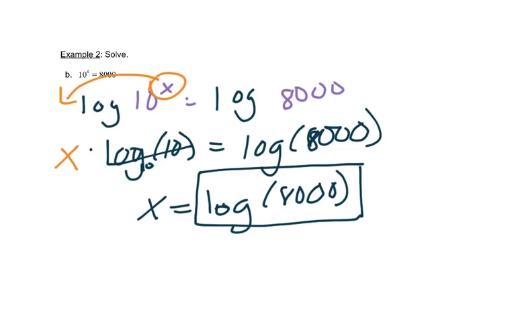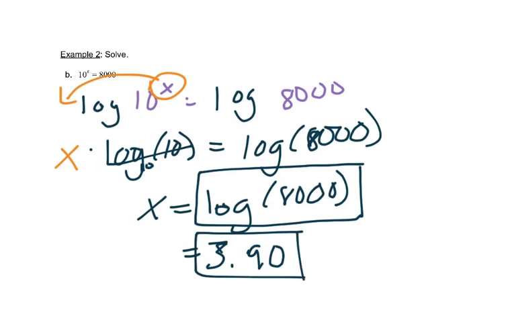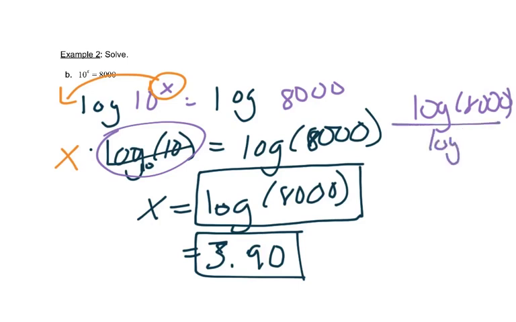And you can type that into your calculator to get the approximate answer. It would be 3.90. Now you could divide both sides by log of 10, like let's say you didn't realize that this canceled out. That's okay. You could do log of 8,000 divided by log of 10, and you'll get the same answer.